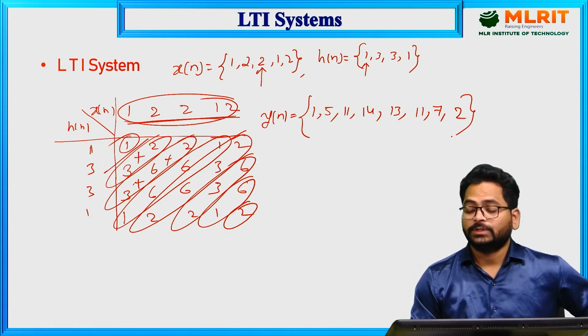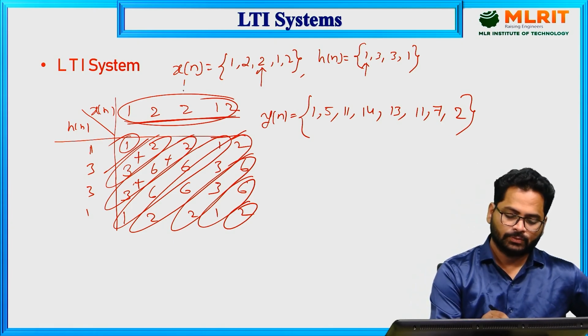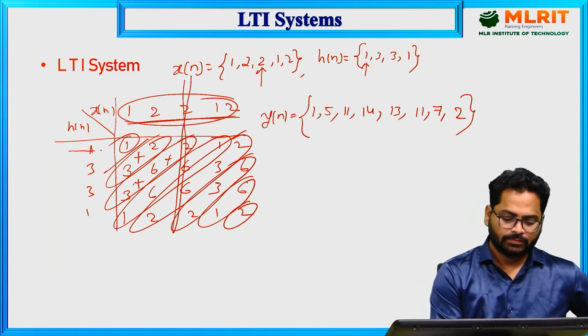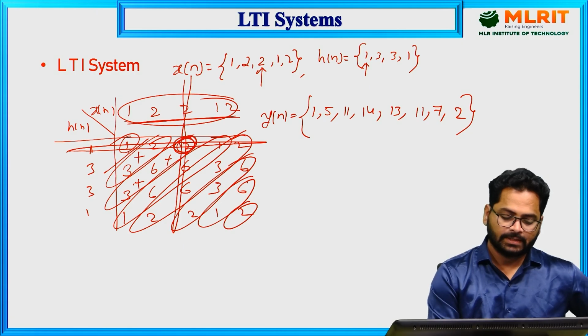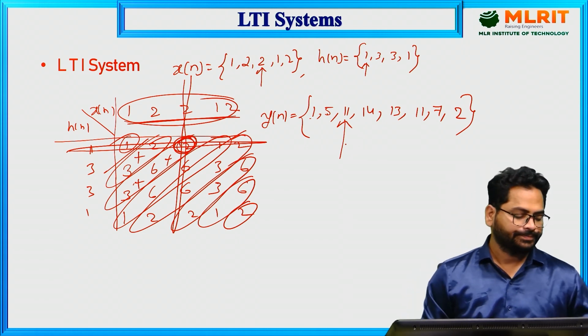But where is the zeroth location for this one? So take the third 2, that means this one, third 2, and next one 1. So this is a 1 value. So we are including it in this case. So which diagonal? 1 2 3, third diagonal. The third diagonal result is this one, that means this is the 0 location.